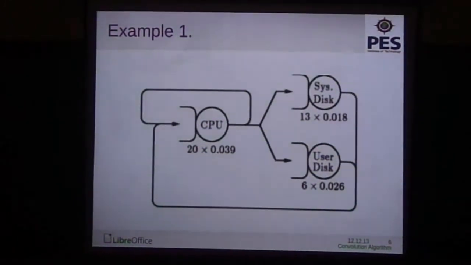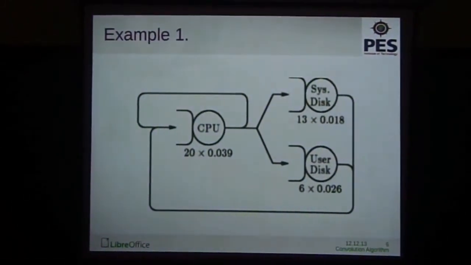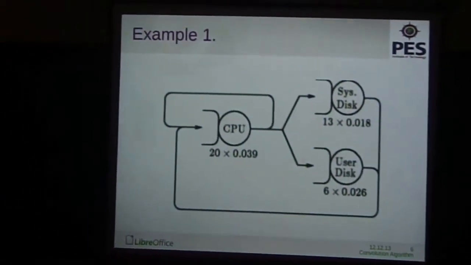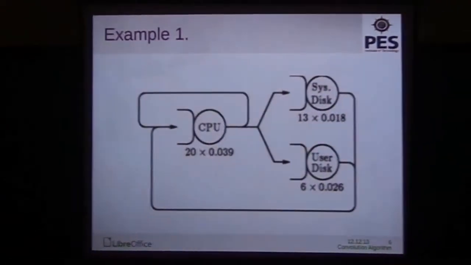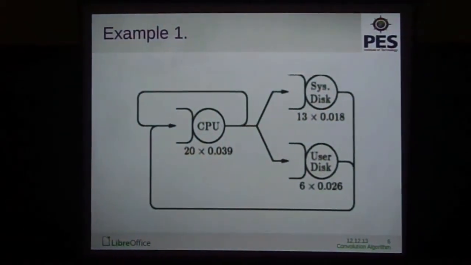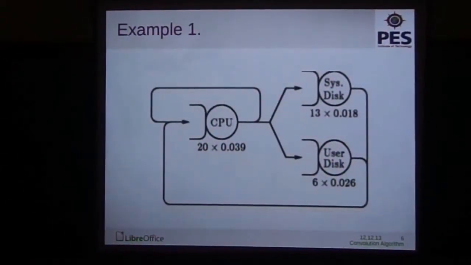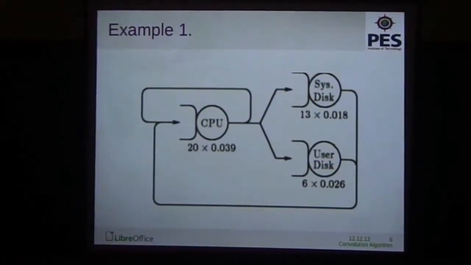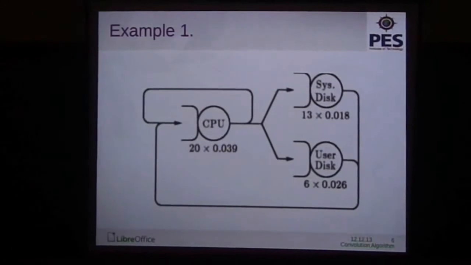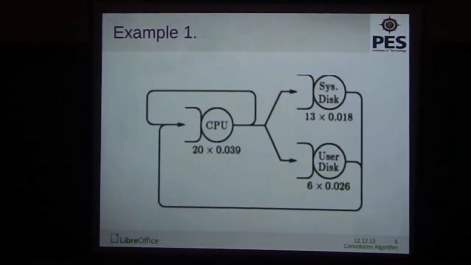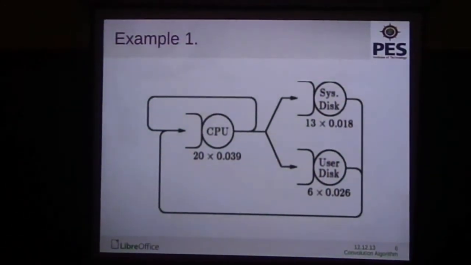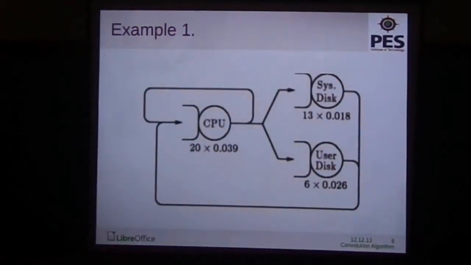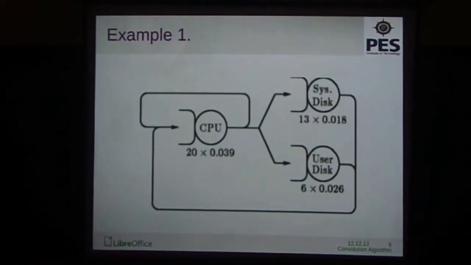Consider this batch computer system consisting of a processor and 2 disks. It can be represented by the closed central server model shown in this figure. The service times are 39 milliseconds per visit to CPU, 180 milliseconds per visit to disk A, and 260 milliseconds per visit to disk B. Each batch job makes 13 I/O requests to disk A and 6 I/O requests to disk B. We would like to compute the state probabilities when the multiprogramming level is 3.